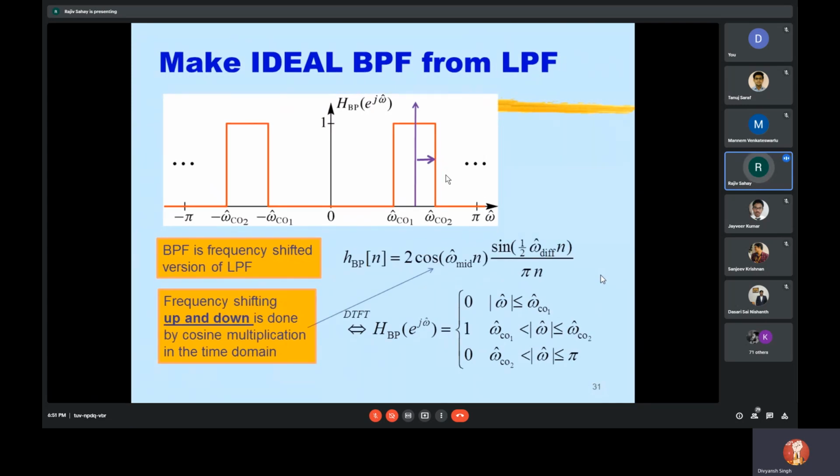So how to make an ideal band pass filter from a low pass filter? Again, you can use these ideas: frequency shifting up and down by multiplying a cosine term, and then you can obtain a band pass filter from a low pass filter. You can shift a low pass filter towards the right and towards the left, then you can get a band pass filter. To do that, you have to multiply a cosine term with the impulse response of the low pass filter.